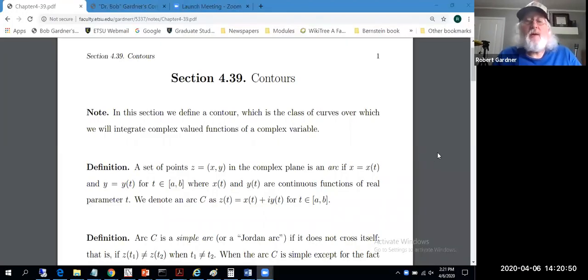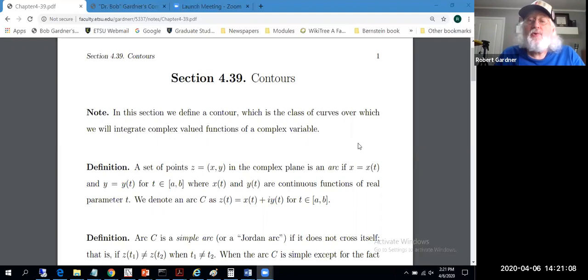Okay, so we'll continue on with our development of integrals in the complex realm. And we'll look at section 4.39 on contours. Contours are the things we'll integrate over. So this is sort of the last in the preliminary stuff before we get down to really integrating. We'll have definitions in the next section and examples in the section following that.